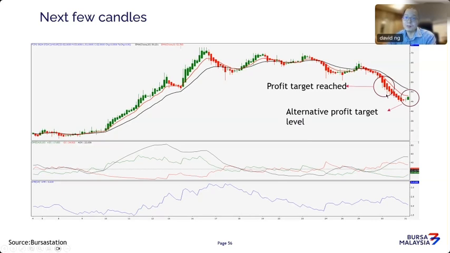With hindsight, it's easy to say that you should be holding until the ADX value is done, or until the red Heiken Ashi bar starts to turn green. But at that point in time, if you have a plan, you should just follow the plan. And obviously, there's always another opportunity.